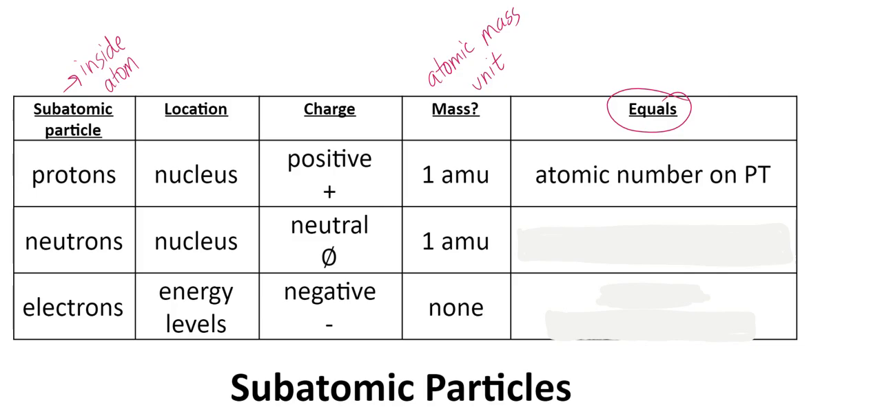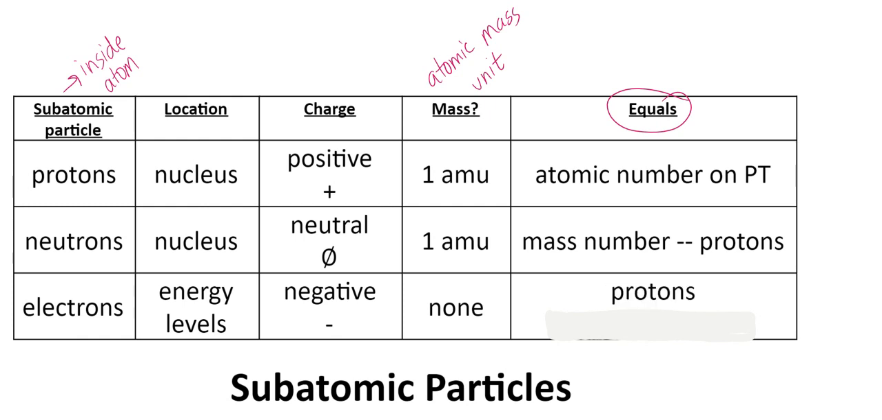Neutrons are a little different. Neutrons, you're going to have to do a tiny calculation. It'll be okay. You need to do the mass number from the periodic table and subtract minus the protons. Okay, so you'll subtract mass number minus protons, that equals the neutrons.